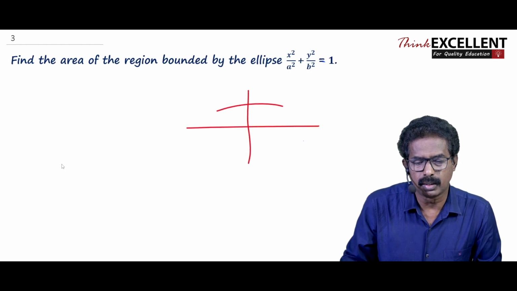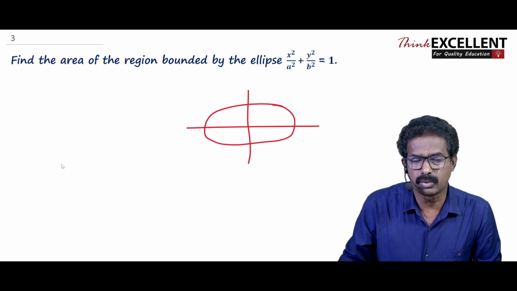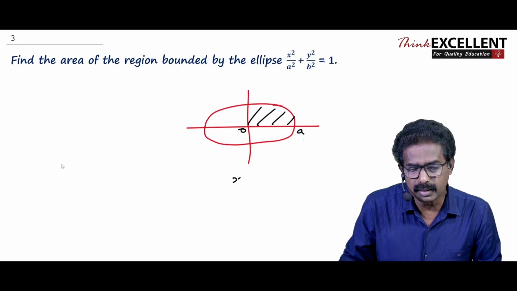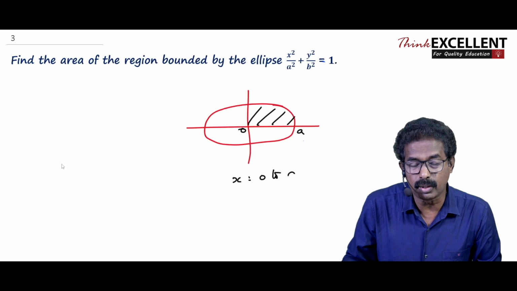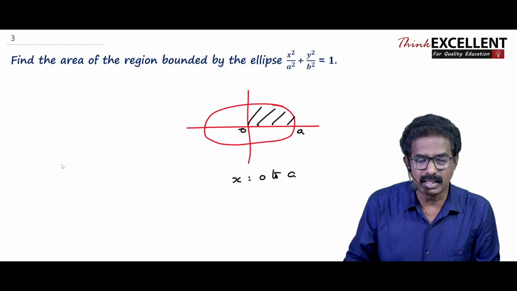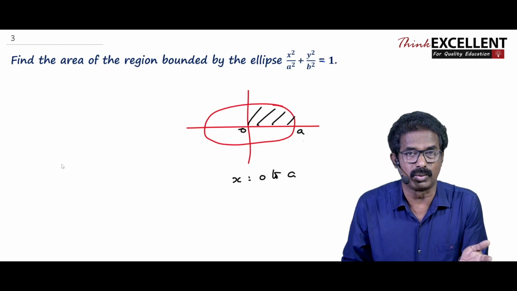So you know the equation of the ellipse. x square by a square plus y square by b square equals 1. This is 0 and this point is a. So the limit x varies from 0 to a. You know there are 4 portions, so you have to multiply by 4, right? Then you can take the formula either way. For the y axis, you give 0 to b. You will get the same answer.